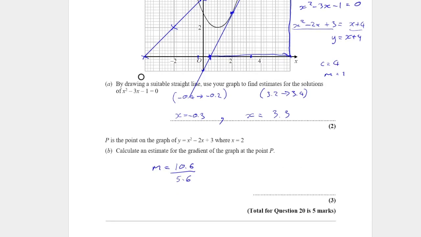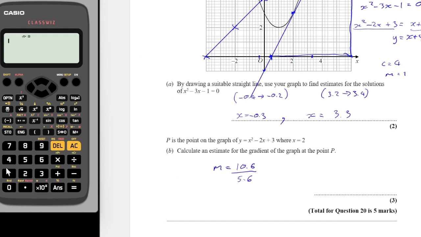Yeah. So I'm going to use my calculator to give me that value. Okay, so 10.6 over 5.6. As a decimal, that's 1.8928... It's not going to be overly accurate, so I'm going to go 1.9. And again, the mark scheme will give a band of answers. They're accepting 1.6 to 2.5. So again, we're pretty much slap bang in the middle there.